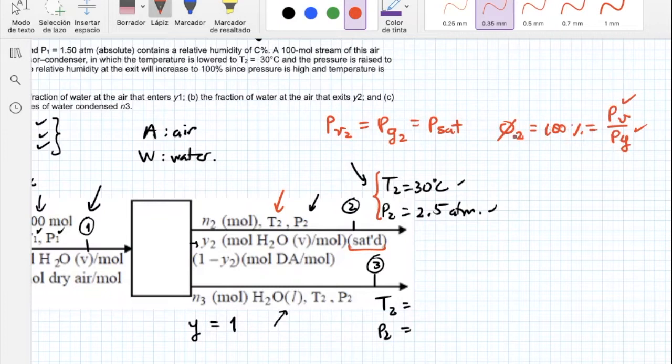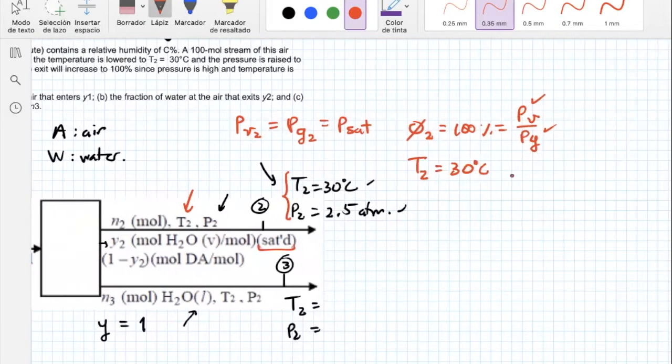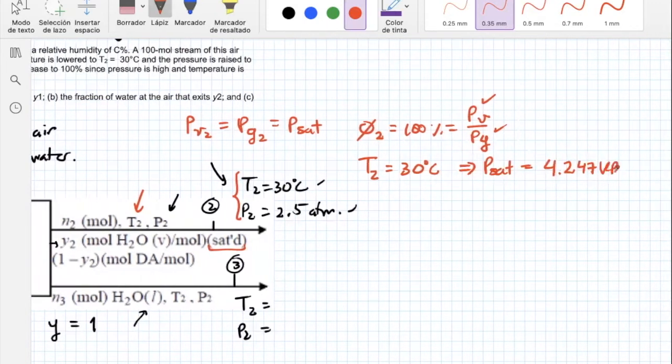So the way to find this is that you go to the steam tables and find 30 degrees Celsius. You have a saturation pressure for vapor. These are steam tables for water, and you will have a value of 4.247 kilopascals. So this one is actually PV2, 4.247 kilopascals. Okay, so now you know how much pressure you have.